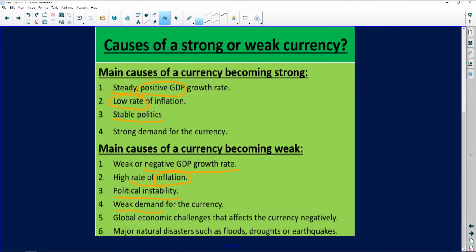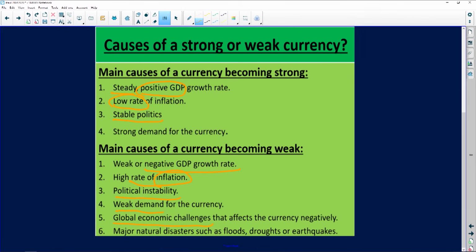Number 5, global economic challenges that affect the currency negatively. It can be recessions in other countries. It doesn't always mean that if it's not going well in South Africa, it's the only factor that's going to contribute to our rand weakening. There can be something happening in Europe or in America that indirectly affects South Africa when it comes to the buying and selling, importing and exporting of products.